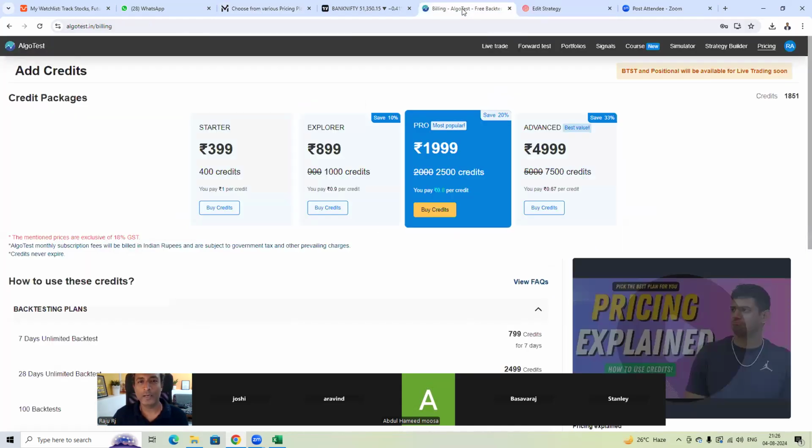And AlgoTest, you can try it free of cost for some days. If you open an account with my reference, you'll get certain credits. You can deploy it free of cost for 10 days or 15 days, and then if you feel comfortable, you can follow.